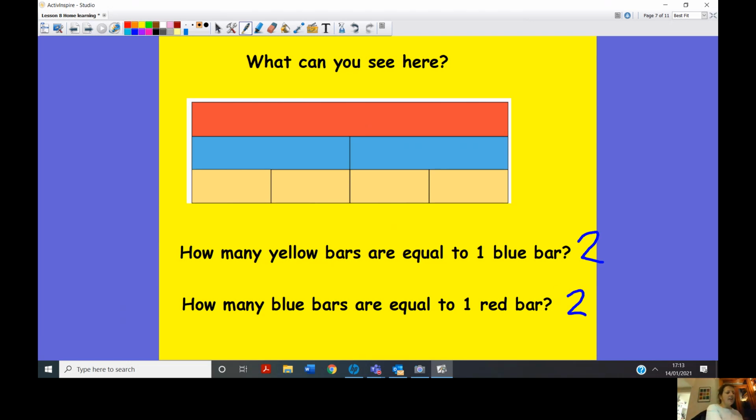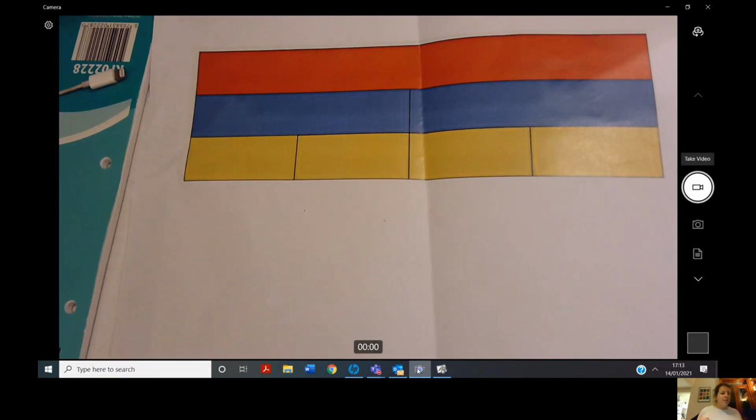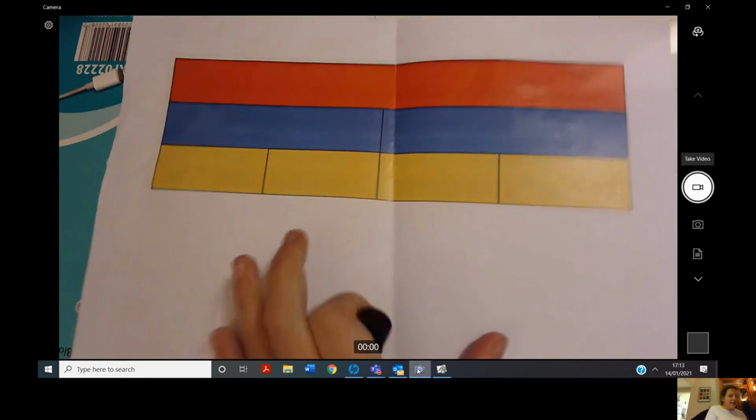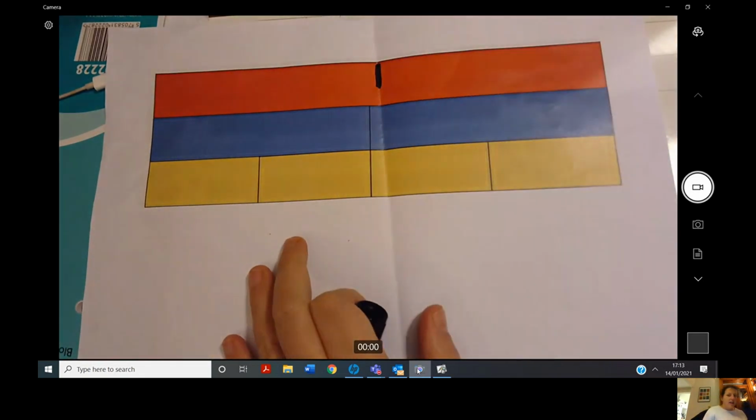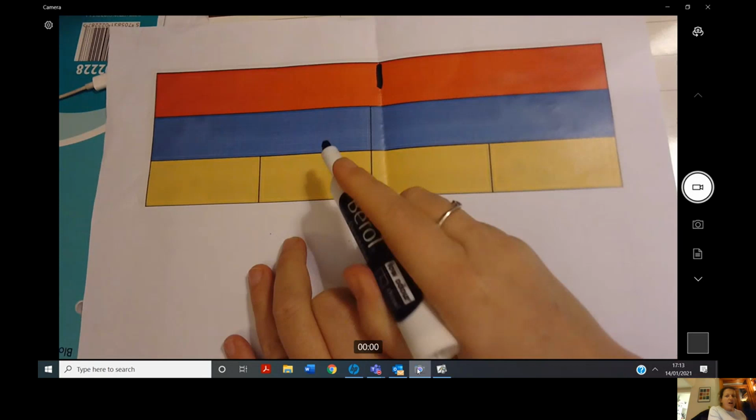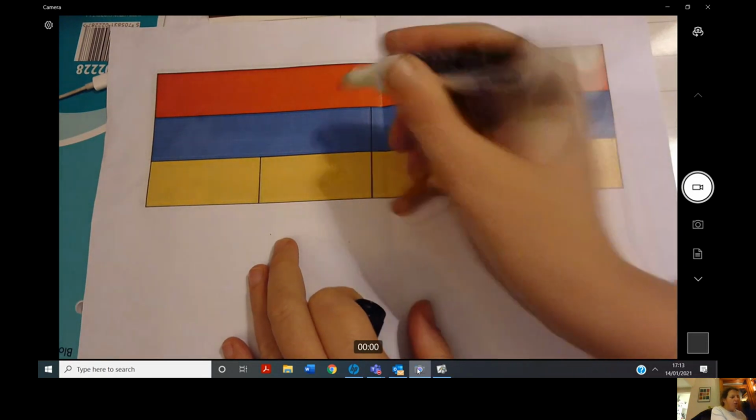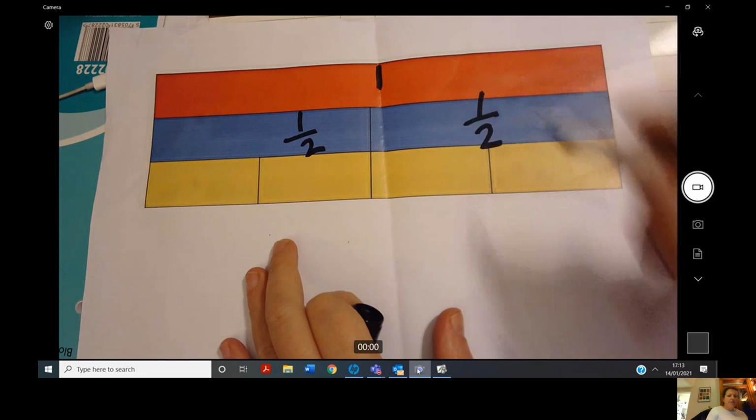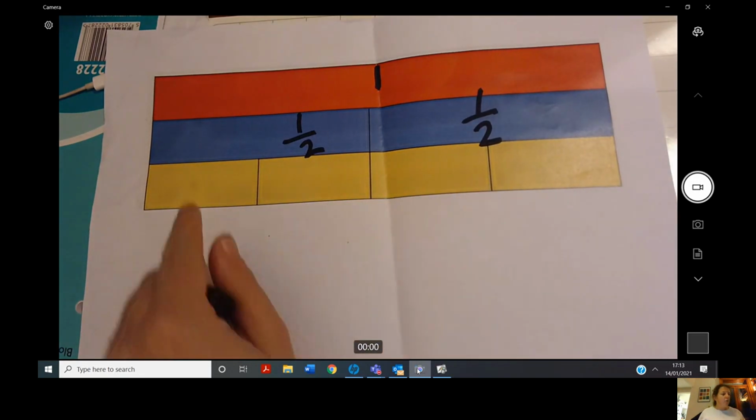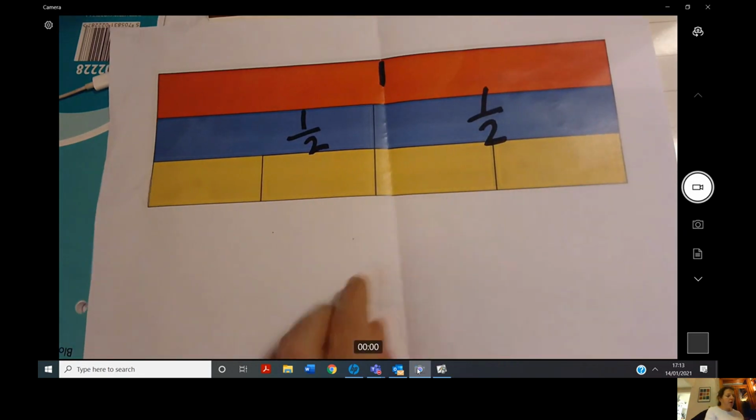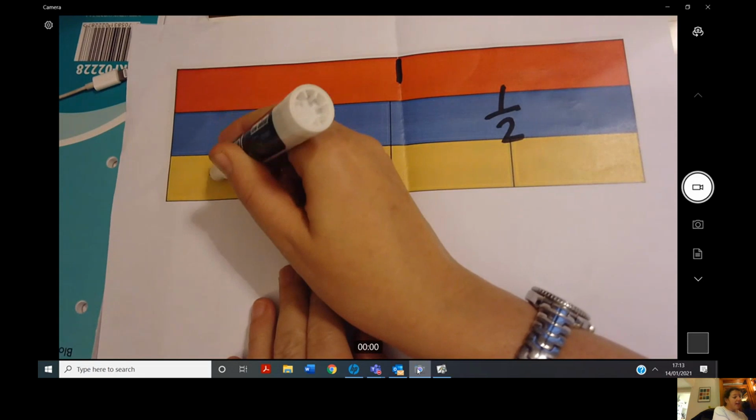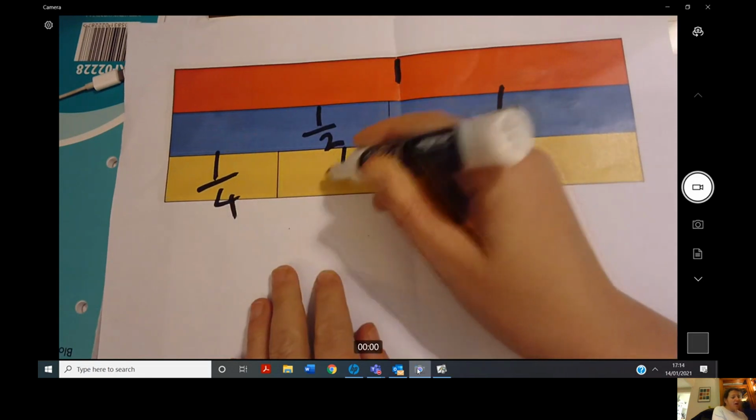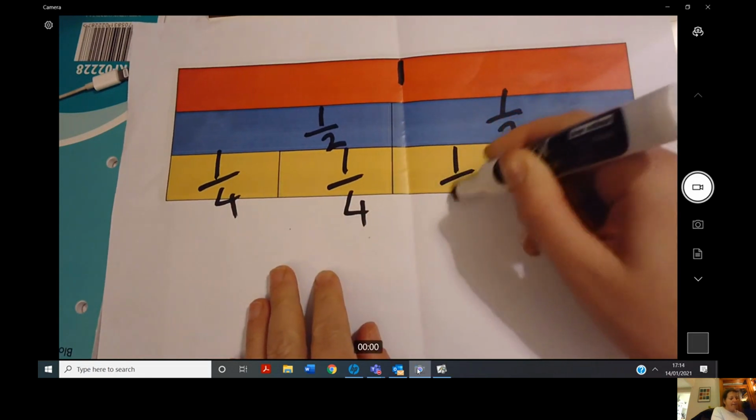So we can actually look at this in a different way. This can be viewed as our whole. And there are how many parts here? There are 1, 2 parts here. These are a half. Underneath it here, I have 1, 2, 3, 4 parts. So my denominator is 4, which means each part is a quarter.